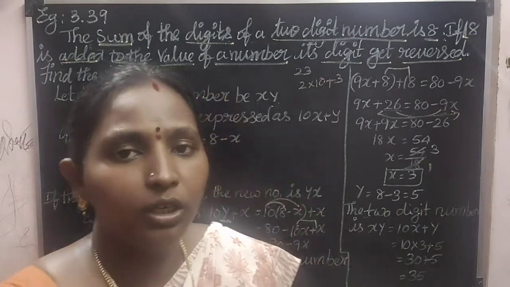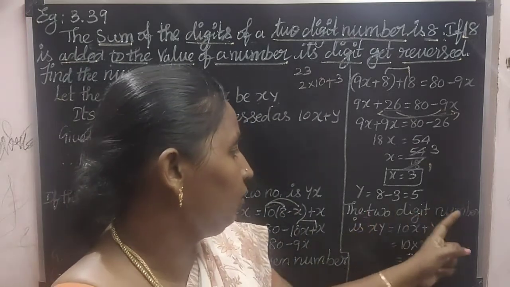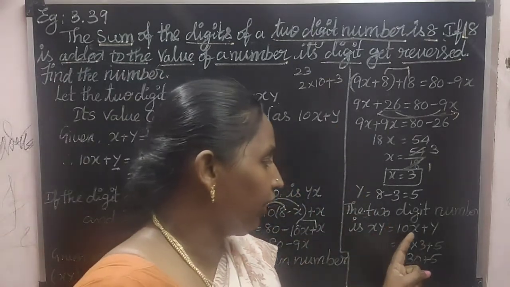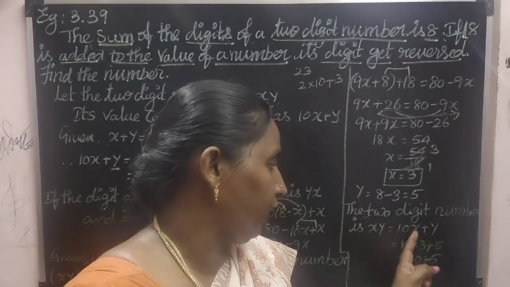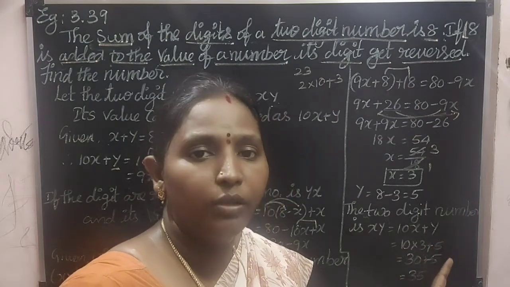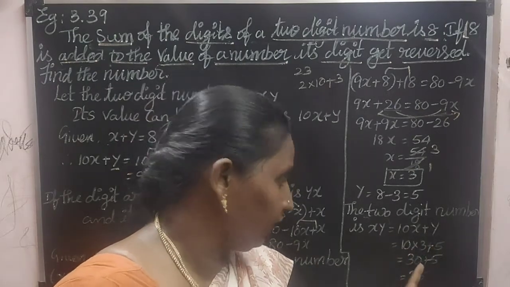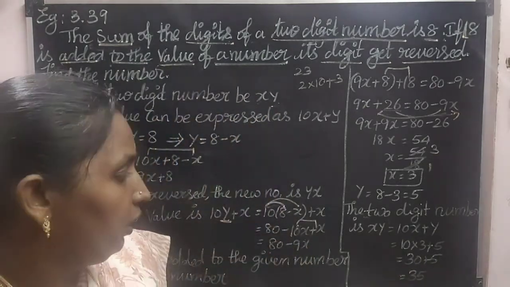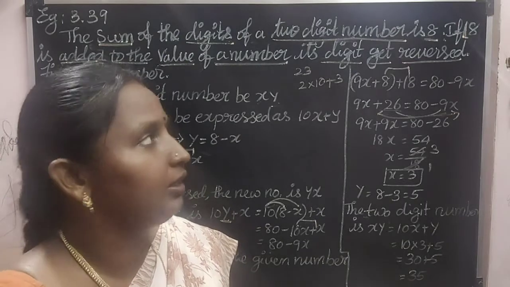So what will that two-digit number be then? The two-digit number xy we expressed as 10x plus y. So 10x plus y, substitute x as 3 and y as 5. 10 into 3 will get 30 plus 5, 35. So the two-digit number is 35. So did you understand this sum?